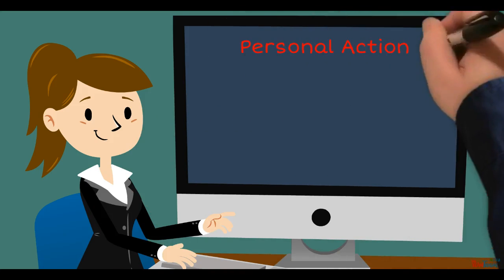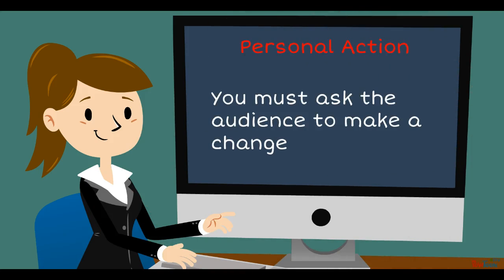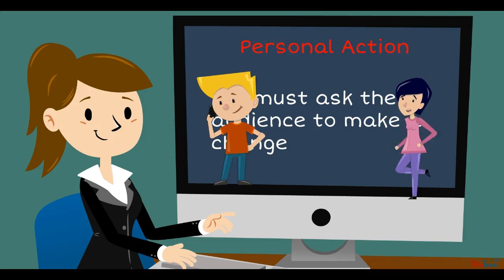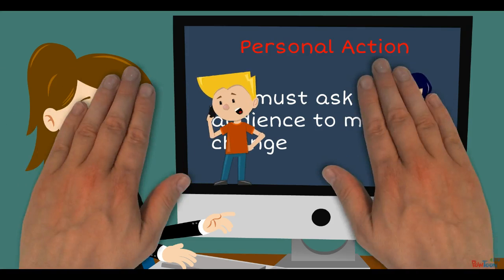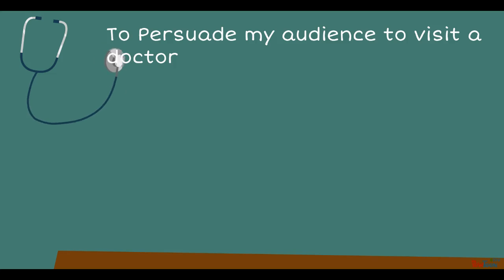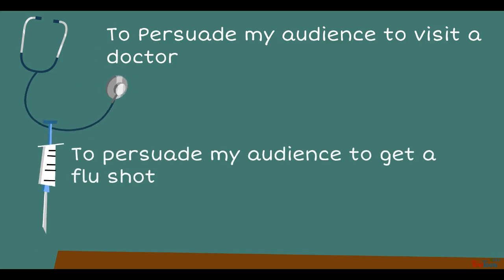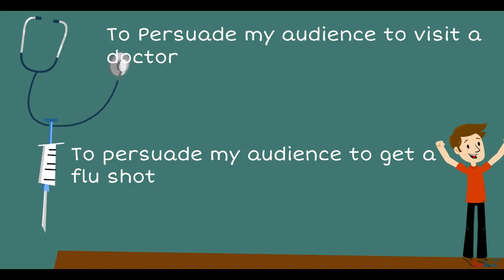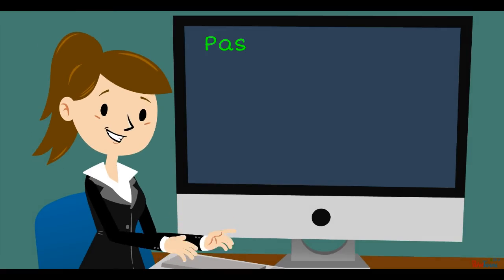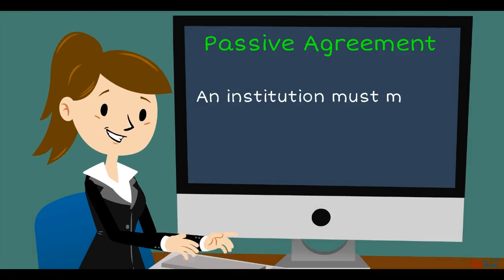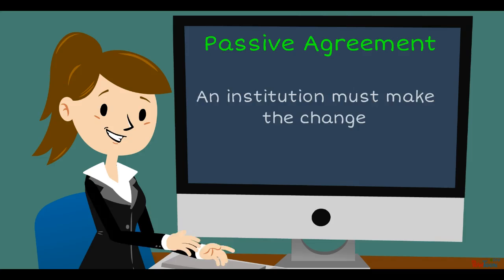So let me first start with personal action. Personal action is going to focus on the audience making a change, whether it's going for a run or calling a friend. It has to be something they can do. So for instance, a topic could be, convincing the audience to do an annual doctor visit or to get a flu shot. Whatever it is, it has to be something the audience can do. So passive agreement is the opposite. It's an institution making a change.